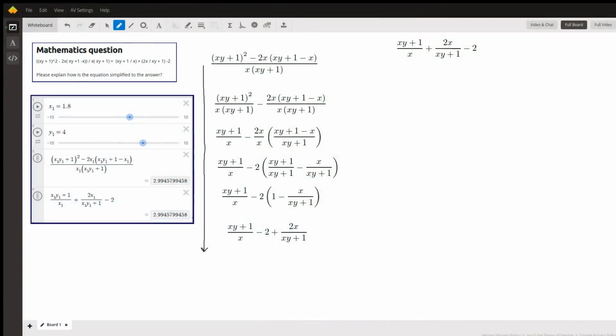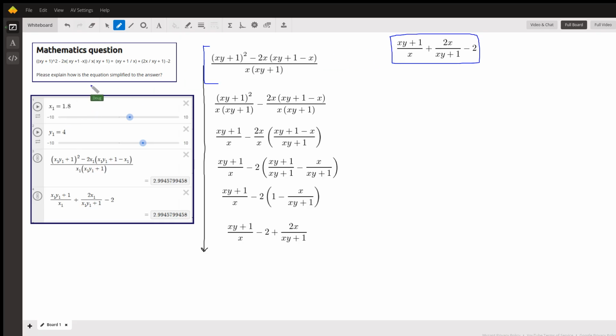Okay, what you're actually asked to do here is prove an algebraic identity. We want to show that this expression right here is equivalent to this expression. That is, regardless of the values of x and y, as long as the denominator is not 0, these two expressions will produce the identical result.